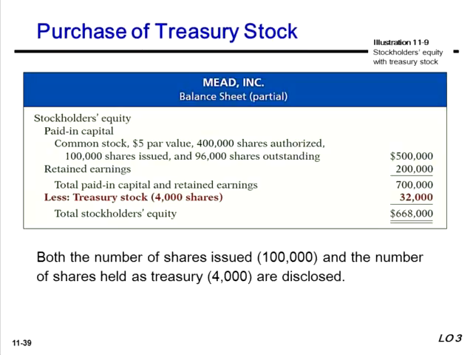We have total paid-in capital plus retained earnings gives us our total paid-in capital and retained earnings of $700,000. We subtract the cost basis of the treasury stock of $32,000, so our total stockholders' equity is reduced to $668,000.